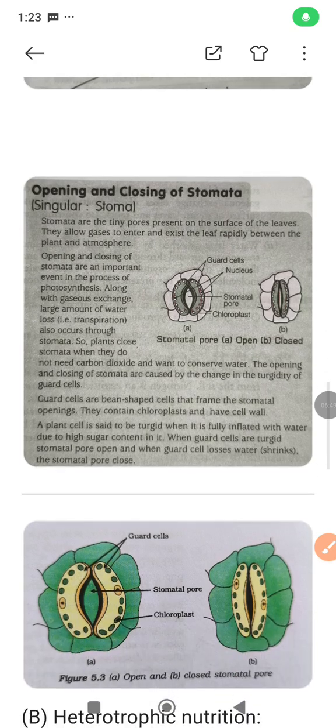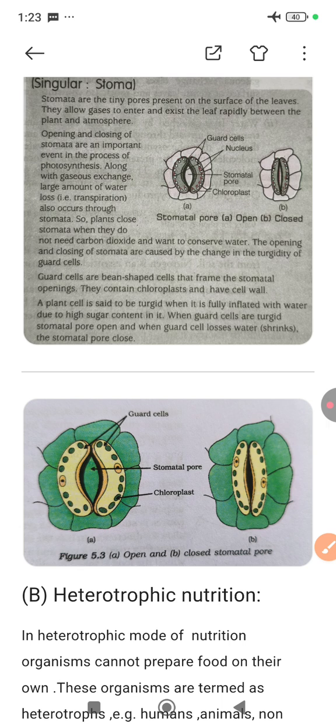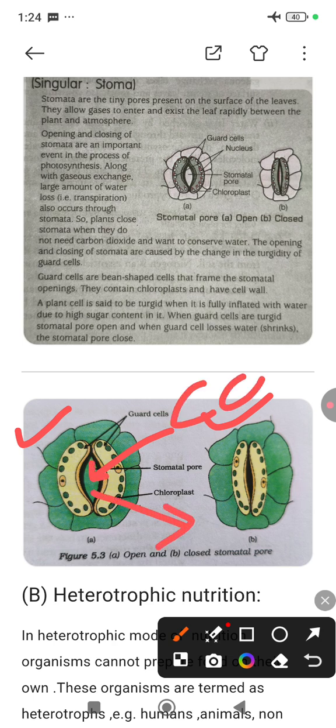Now we are going to understand what the stomata are. We know that the numerous tiny pores present on the upper surface of the leaf are known as stomata. Clear? So what is the function of the stomata? The gaseous exchange takes place through the stomata. That means carbon dioxide enters through the stomata, and oxygen is released through the stomata. Clear?